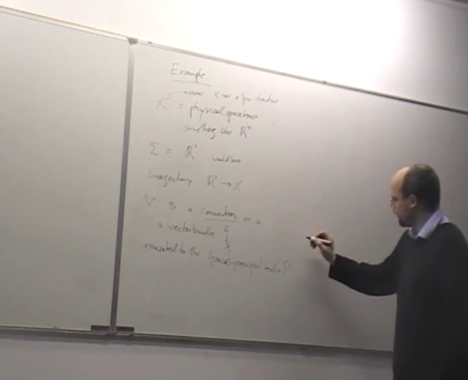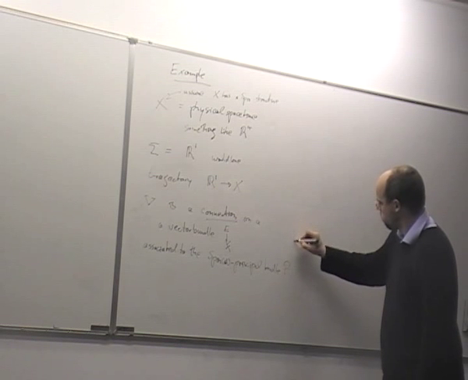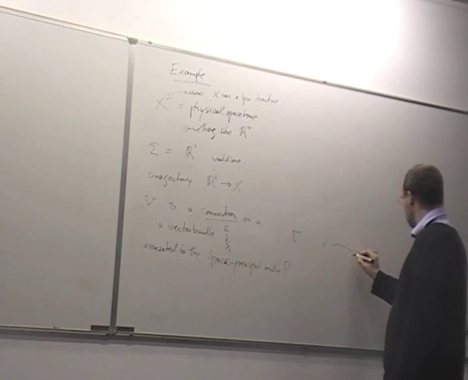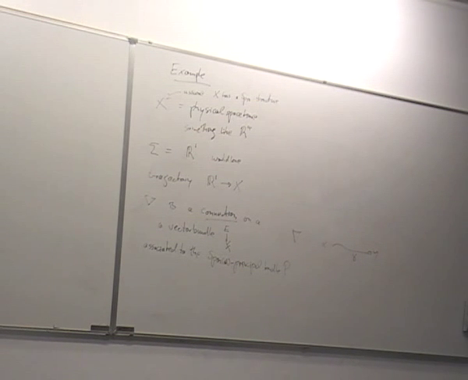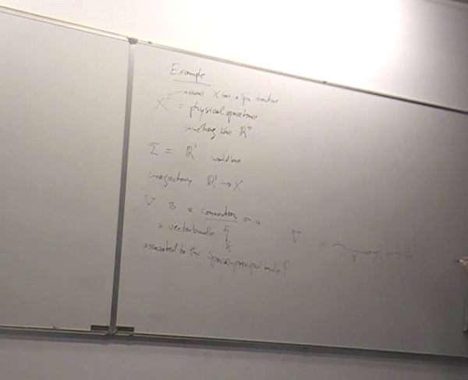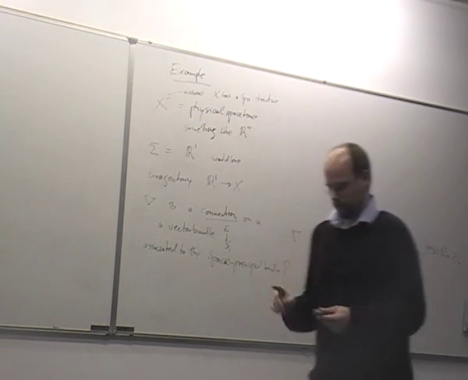How does it do this? This connection is a rule that sends smooth paths gamma in X, sends each of the points to a vector space, namely to the fiber of this vector bundle over that point, and assigns to that path a linear map between these vector spaces called the parallel transport of the connection nabla along that path gamma, such that this assignment has all the nice properties that you would immediately guess it has.